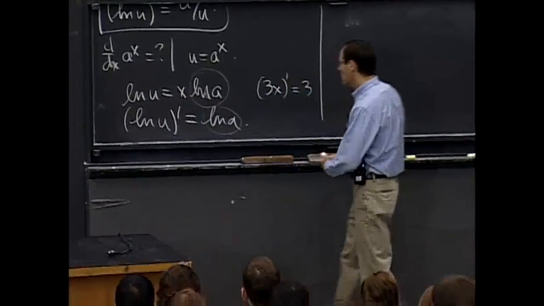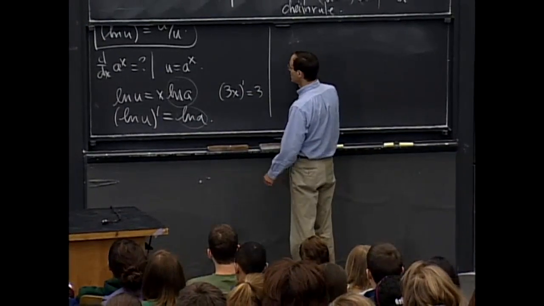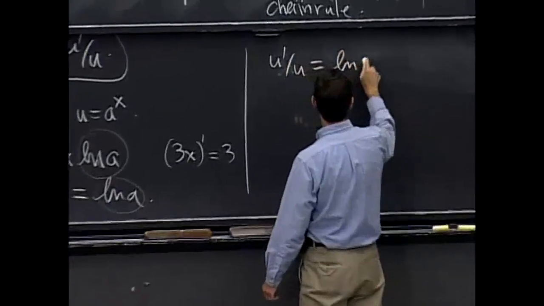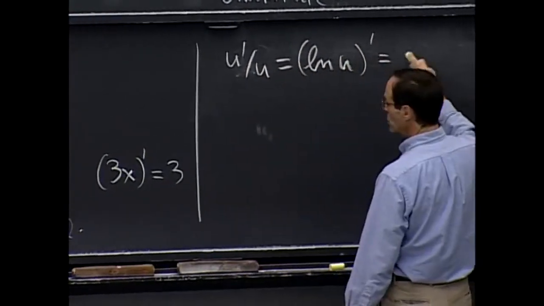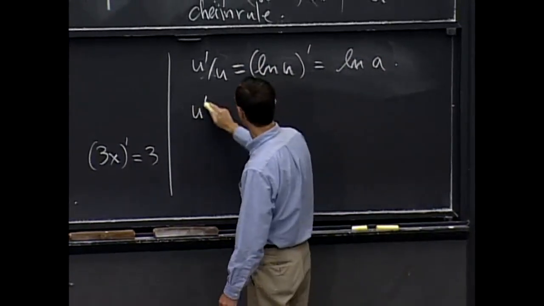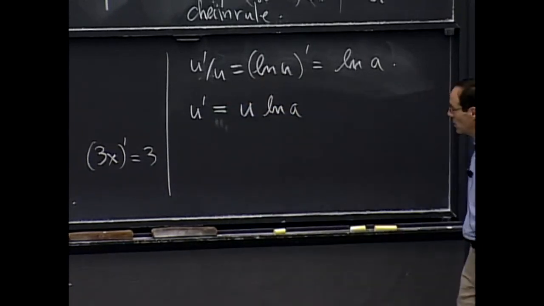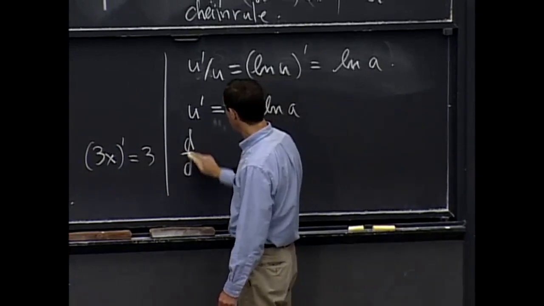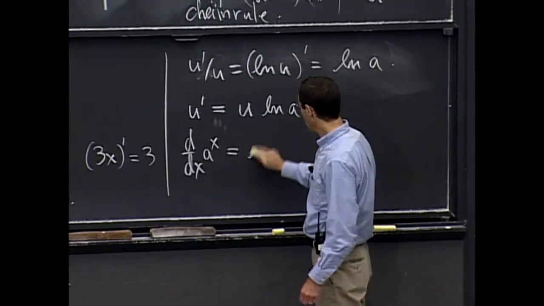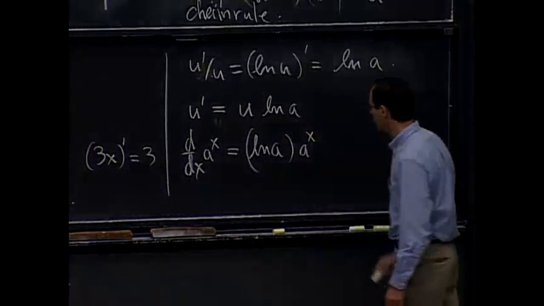All right, so there's our formula that the logarithmic derivative is this. But let's just rewrite that, right? That's the same thing as u prime over u, which is log u prime is equal to log a, right? So this is our differentiation formula. So here we have u prime. u prime is equal to u times log a, if I just multiply through by u. And that's what we wanted. That's d by dx of a to the x is equal to log a. I'll reverse the order of the two, which is customary, times a to the x.